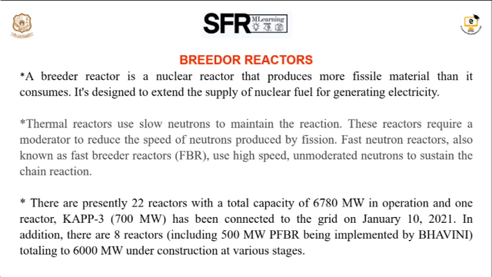Then how many reactors are there in India? That you should know. There are presently 22 reactors with a total capacity of 6,780 megawatt in operation, and one reactor, KAPP-3 700 megawatt, has been connected to the grid on January 10, 2021. In addition, there are 8 reactors totaling 6,000 megawatt under construction at various stages.